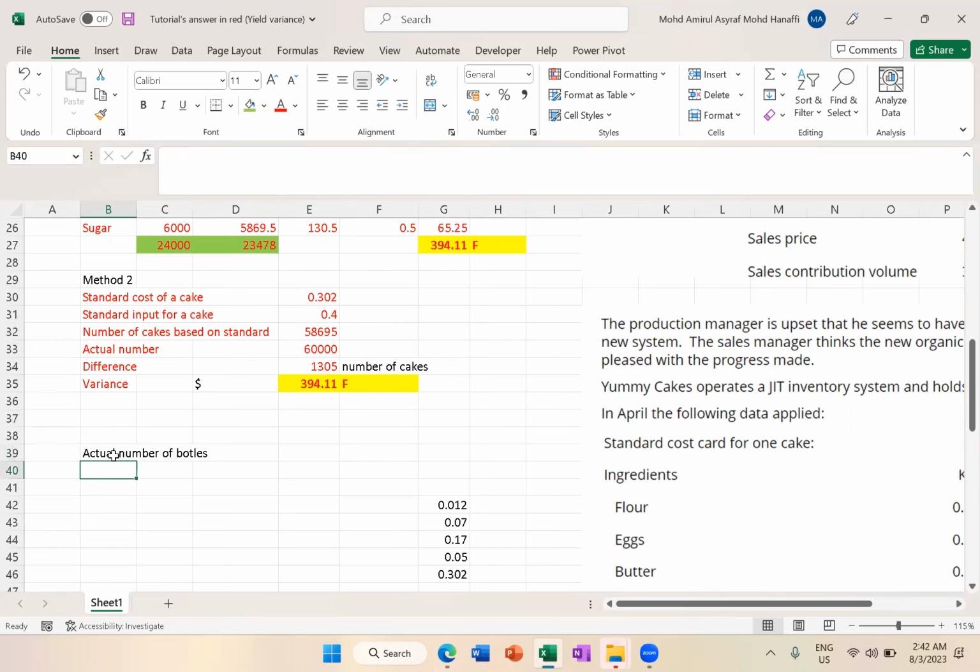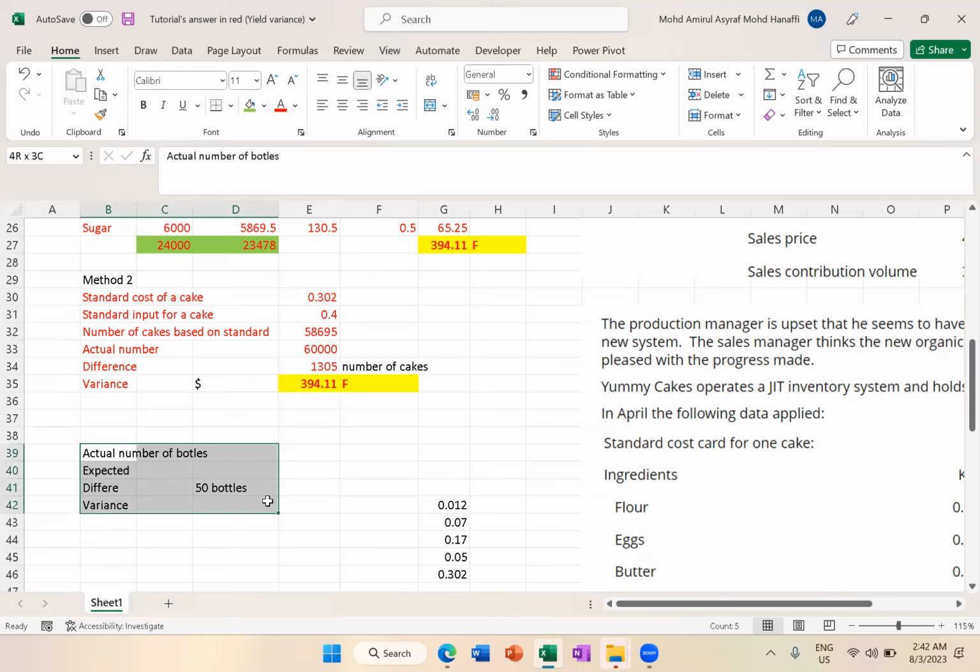If the question is about the total method, for example actual number of bottles versus expected number of bottles, and then the difference. So the difference there is 50 bottles, for example. The 50 bottles is not the answer yet, that is not the variance. So what is your variance? You have to find the standard cost of one bottle. See? Standard cost of one bottle.